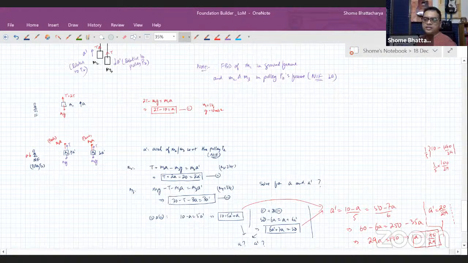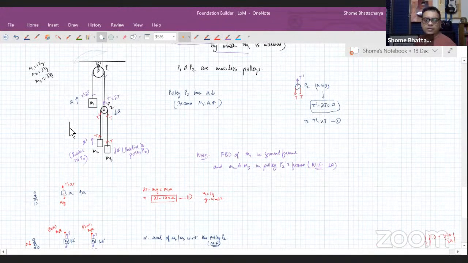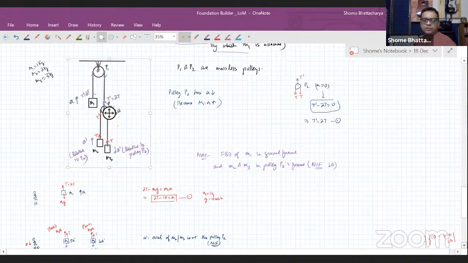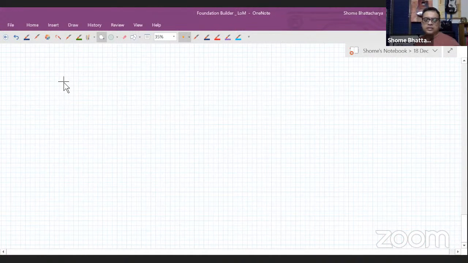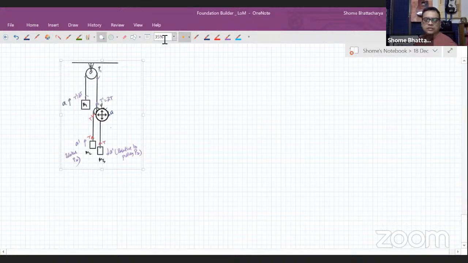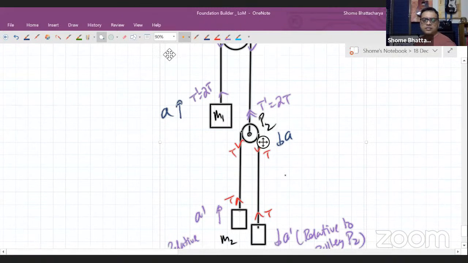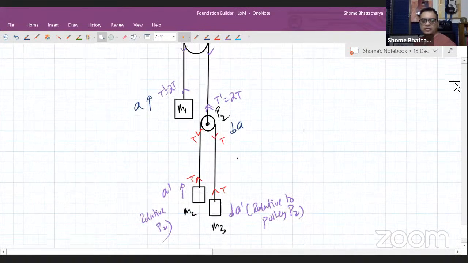Okay, now the final thing, to find the individual accelerations of M2 and M3. So you need to come back to this picture and understand that these accelerations that we had written, A prime, they are with respect to the pulley P2. And the pulley P2 itself is coming down with an acceleration of A. So let's just magnify this diagram first.